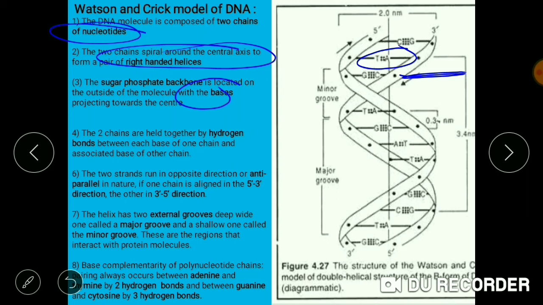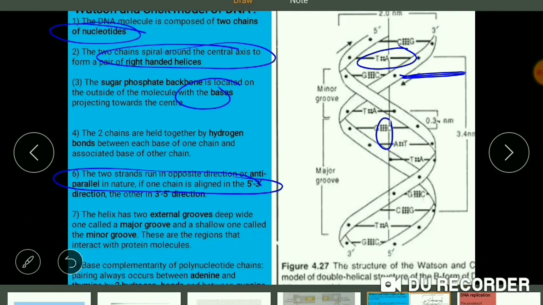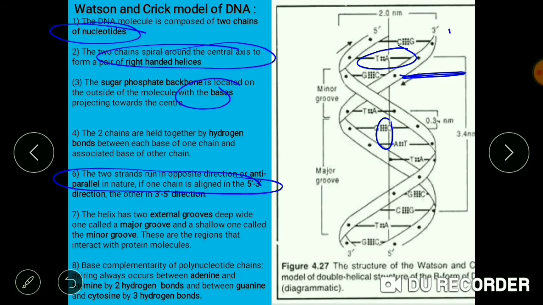The two chains are held together by hydrogen bonds. As you can see, the two chains are held by the hydrogen bonds present in the center, and these hydrogen bonds are between the nitrogenous bases. The two strands run in an anti-parallel polarity. If one strand reads 3' to 5', the other strand will read 5' to 3'. They are always in an anti-parallel polarity.